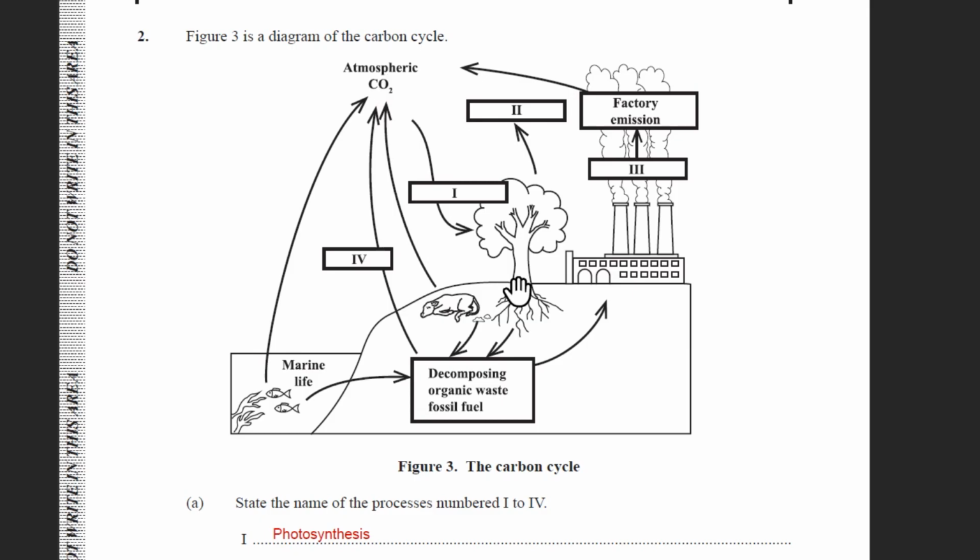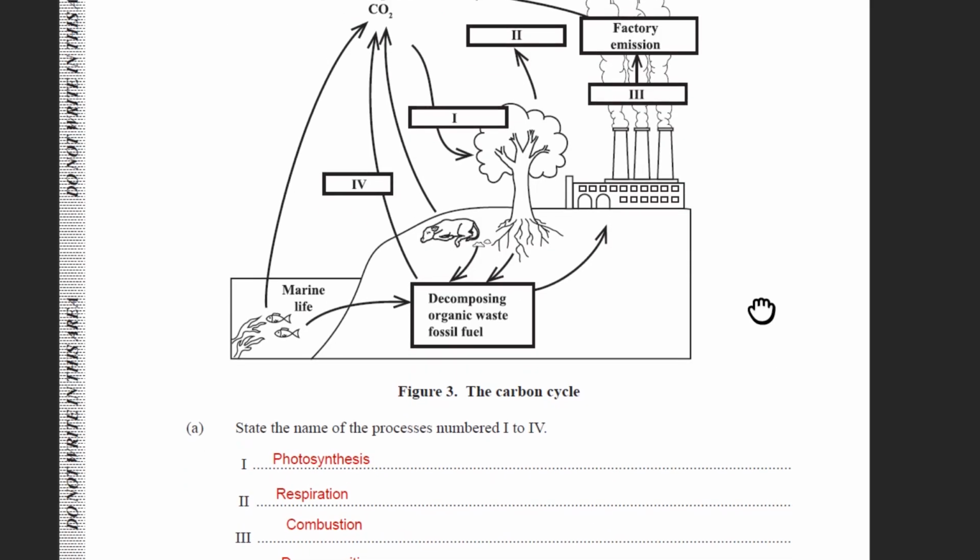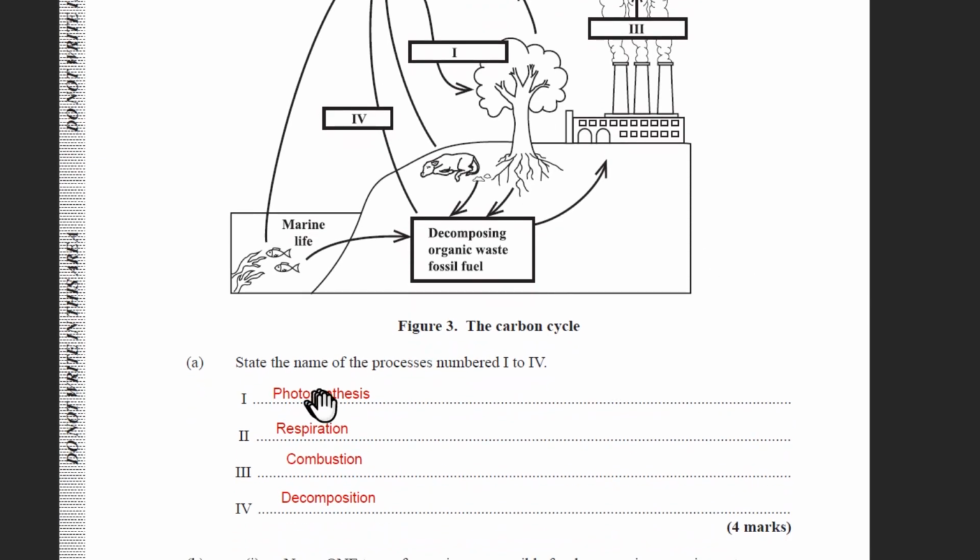When these animals and plants die, they undergo decomposition, and bacteria and fungi break down the organic material into inorganic substances and release carbon dioxide back into the atmosphere. So 4 is going to be decomposition. Eventually, this decomposed material is going to fossilize, undergo fossilization, is going to get pumped up as fossil fuels or oil, and that's going to be burnt, and this is going to be combustion. They're going to get burnt, and that's going to release the carbon compounds, carbon dioxide, back into the atmosphere. So just to go through each one here: 1 is going to be photosynthesis, 2 is going to be respiration, 3 is going to be combustion, and 4 is going to be decomposition.